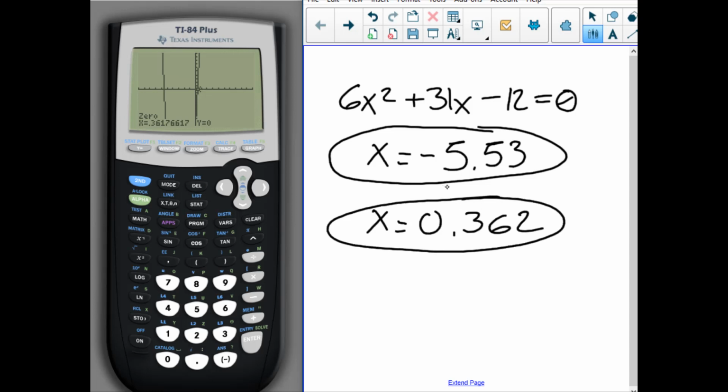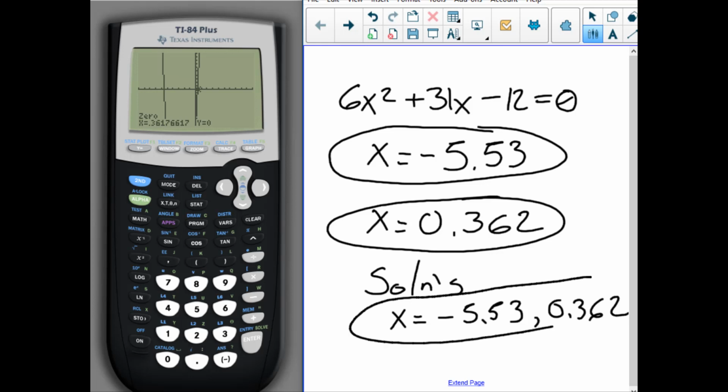So on your exam or your quiz, I may say to write it to the hundreds place or the thousands place, and I would go with those directions. If I don't specify, 3 sig figs is pretty safe. What this allows you to do is take something that was kind of complicated and messy before, use this method, and find pretty quickly that negative 5.53 or 0.362 are your solutions for this given quadratic expression. With that said, I hope this video was helpful.